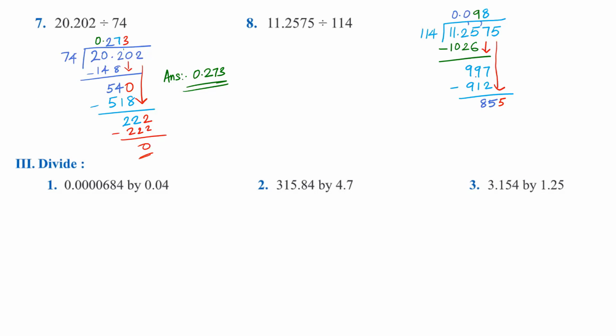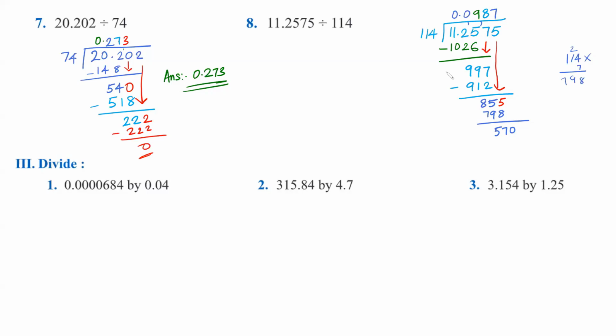By how much? 912 is too big. So I should multiply 114 by how much? 7. Yes. If I multiply it by 7, it will be 798. Then write it and take the difference. 798. Tell the difference there. 57. Now, is there any carry there? No. So put 0 there.